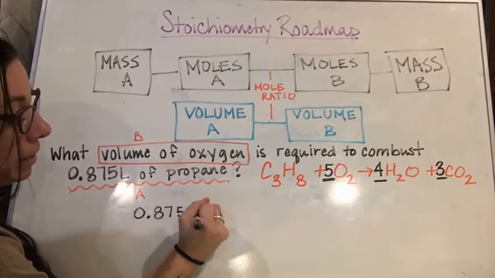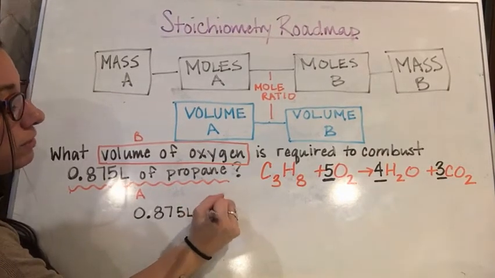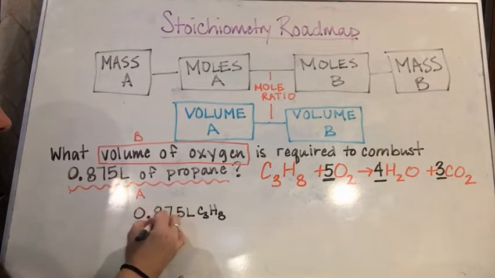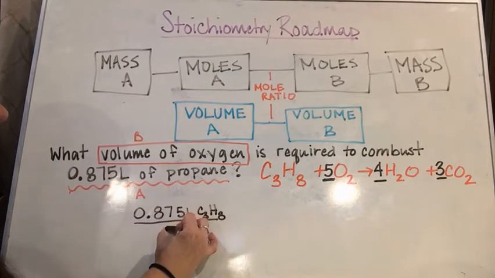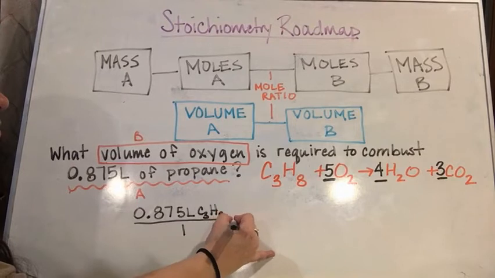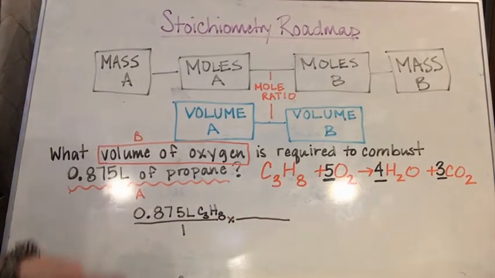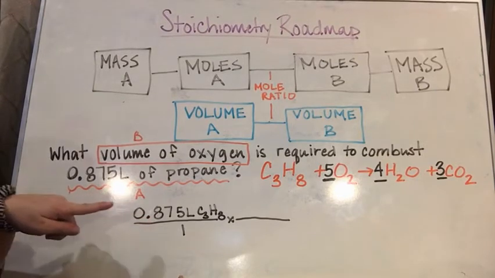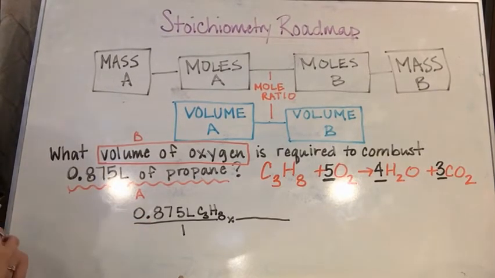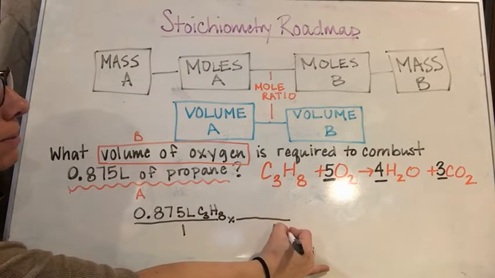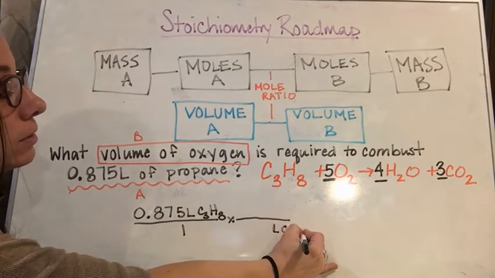0.875 liters of propane, which is C3H8. So even if you didn't know that was propane because I just told you, you know what everything else is, so you can figure that out. You know O2 is oxygen, you know H2O is water, you know CO2 is carbon dioxide. So we're going to multiply this value, 0.875 liters of propane, by our mole ratio. So we want to get rid of propane. We want liters of propane to be on the bottom. Okay, because once it's on the bottom, it can cancel out.